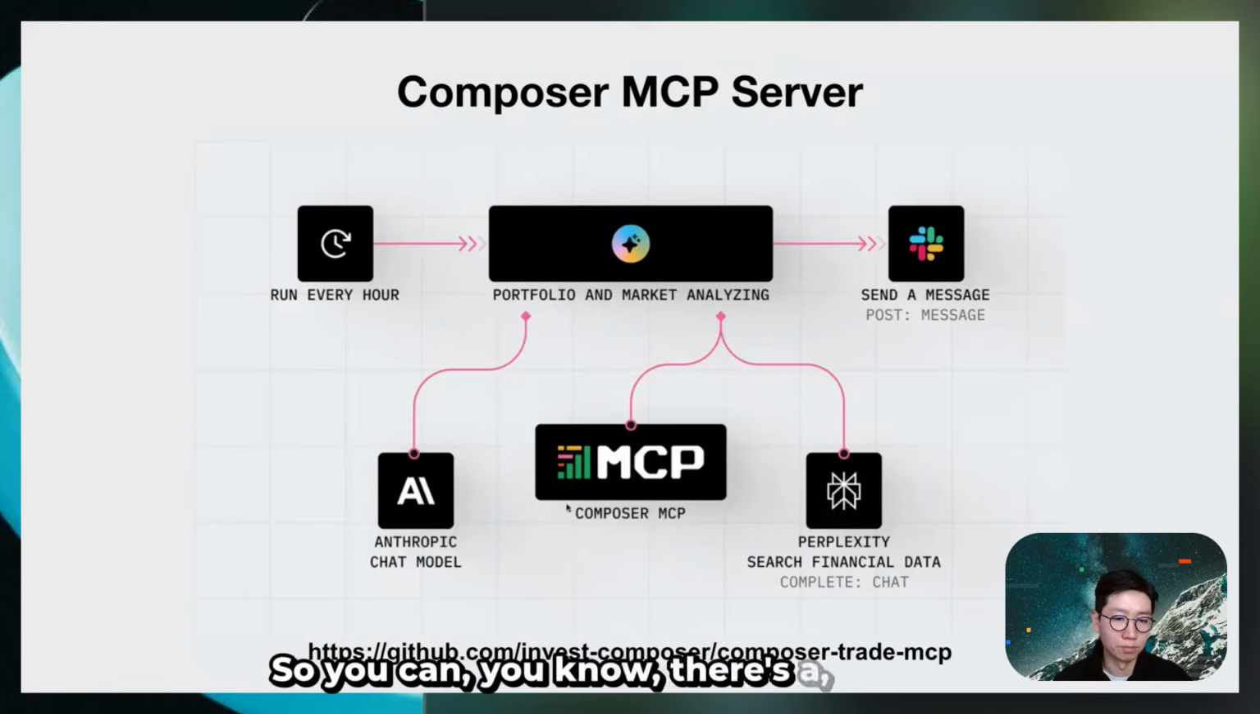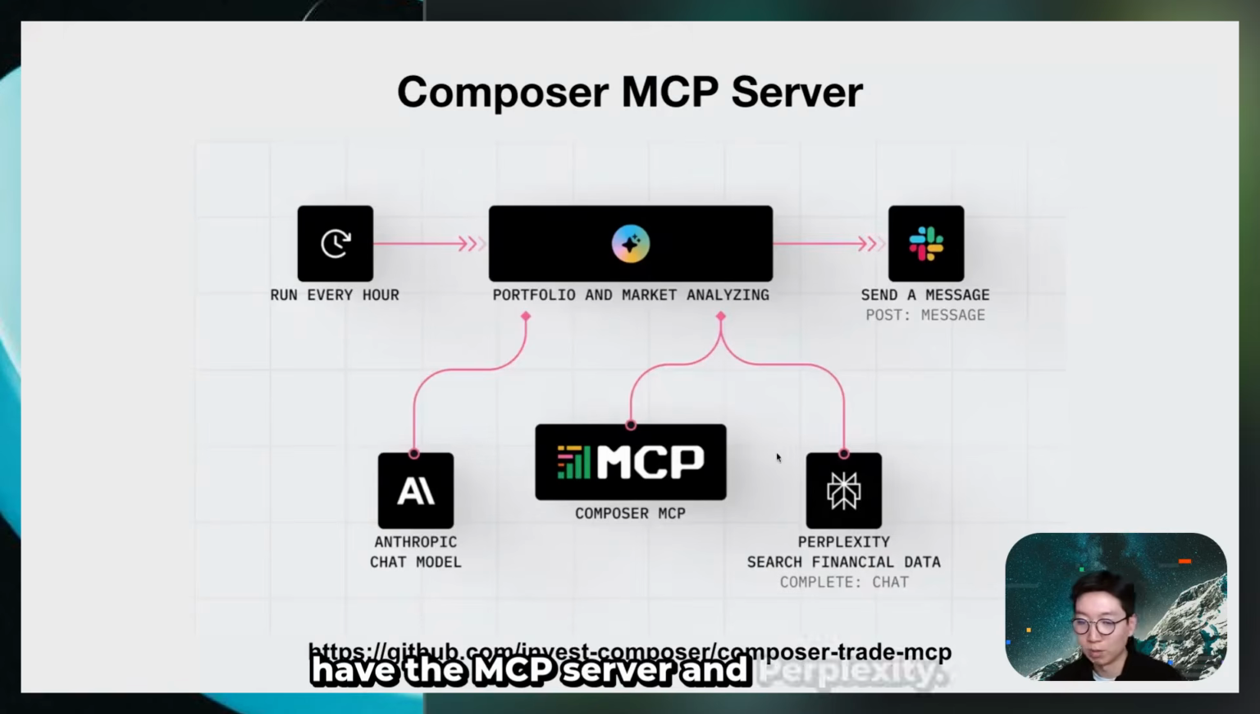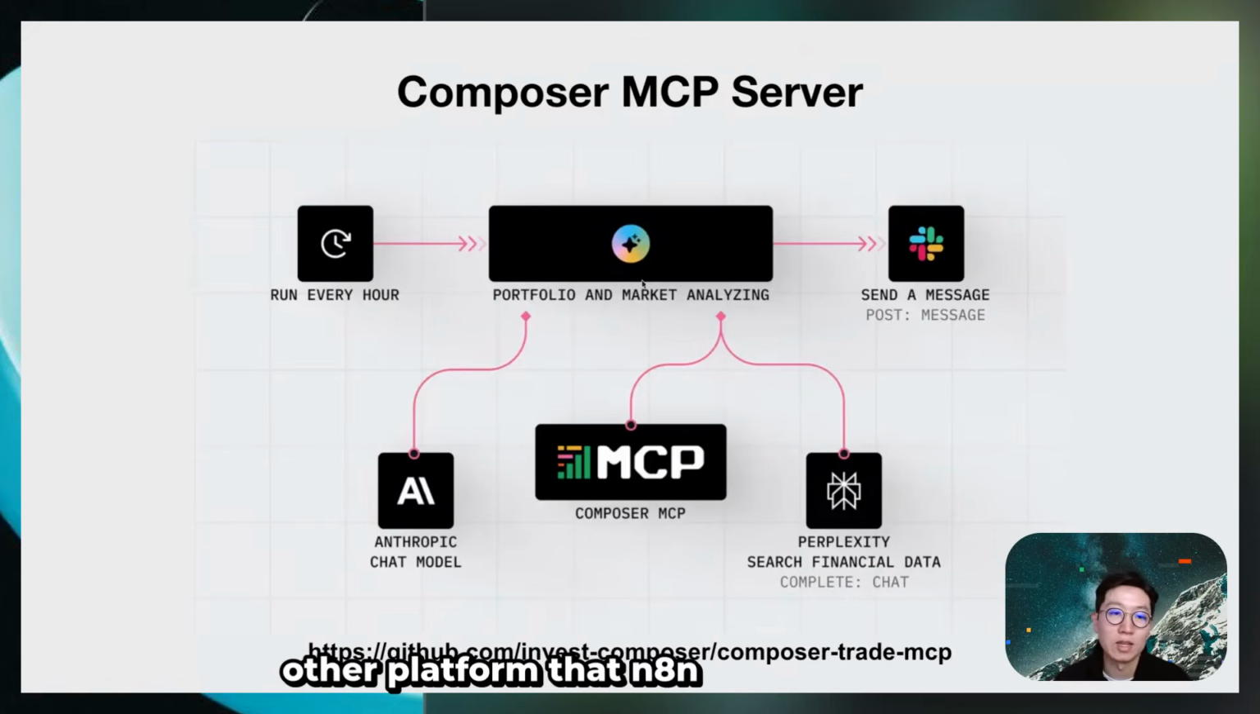We have a blog post that we can share as well on how to use N8N and Perplexity to automatically monitor your portfolio. So that's one potential use case to set up trading automations with the Composer MCP server. And here's the diagram to show that. Running every hour, we have Claude, the MCP server and Perplexity, and every time it updates, you can send a Slack message, for example, or use any other platform that N8N would support.